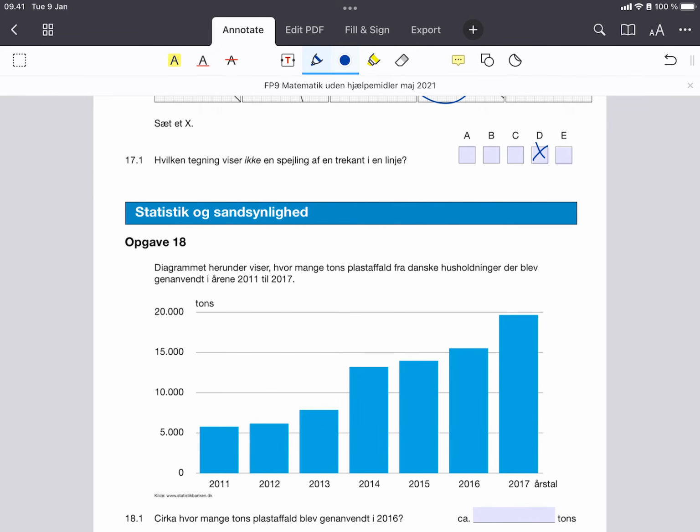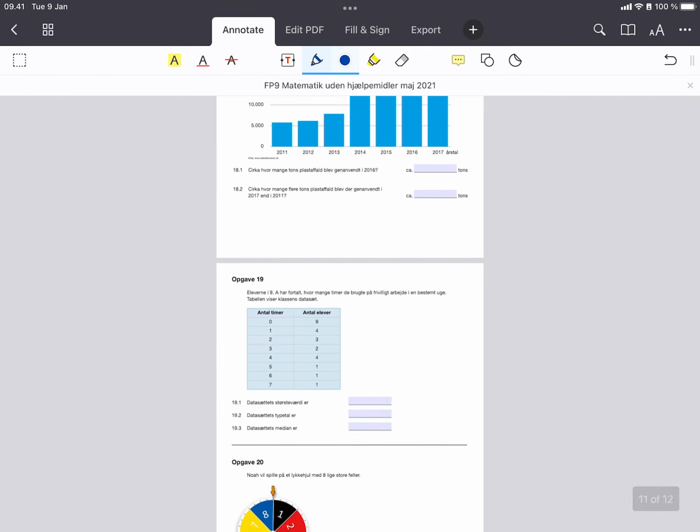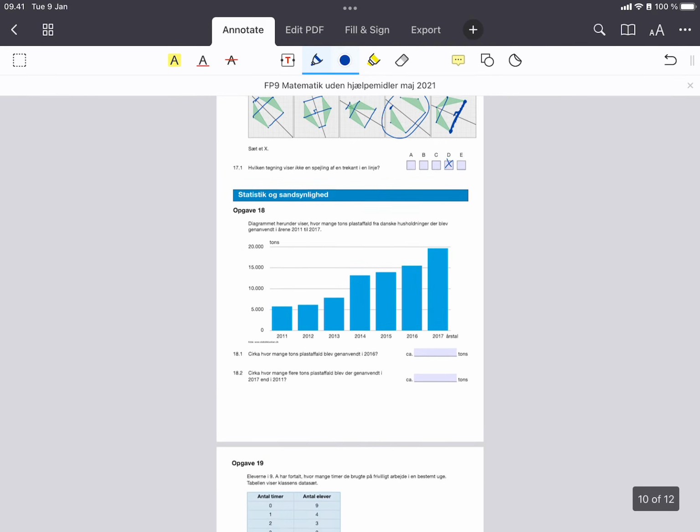Okay, probability and statistics. That's always giving me an idea that I'm near the end of the paper, thank goodness.